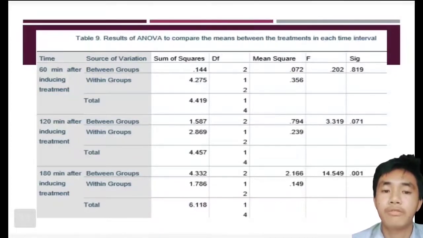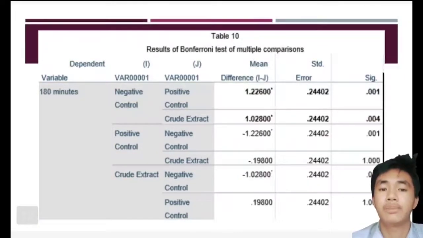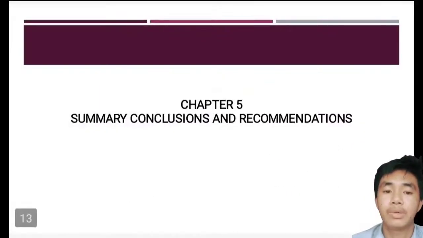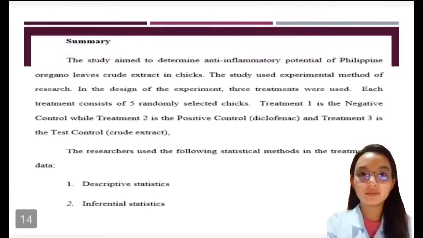So to determine which pair of means is significantly different, the Bonferroni test of multiple comparisons was run. So the Bonferroni results are shown here on Table 10. The multiple comparisons for the 60 minutes and 120 minutes intervals are no longer included in the table, since Table 9 shows that there is no significant difference between the means of each time interval. The table shows that positive control versus crude extract is found to be not significantly different as revealed by the significance level of greater than 0.05, and the crude extract versus negative control found to be significantly different.